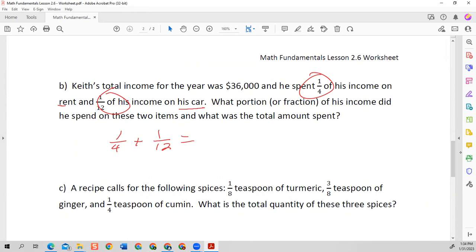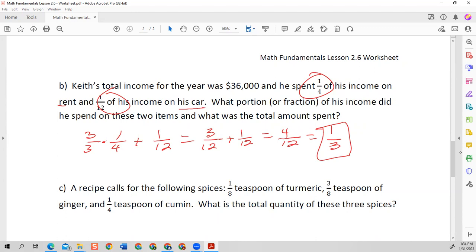12 and 4 is in the denominator. I know that 4 will go into 12, so I only have to change this first fraction. 4 times 3 gives me 12. So whatever I did to the bottom, I'll have to do the top. 3 times 1 over 12 plus that 1/12 gives me 4/12. Well, this actually reduces. 4 goes in itself once, goes in 12 3 times. So 1/3 of his income was spent on rent and his car.